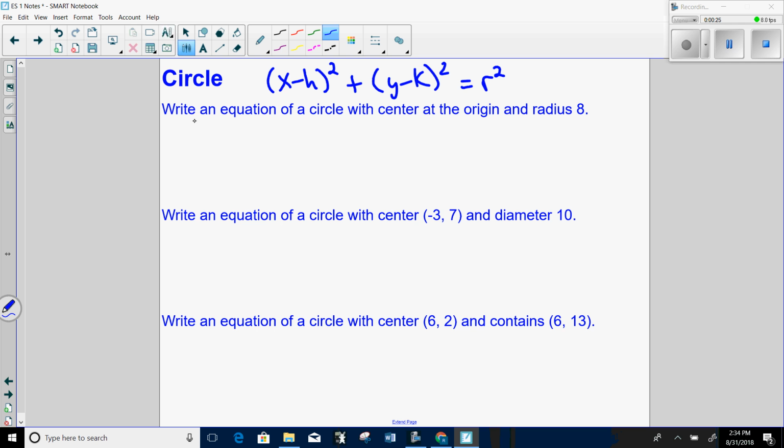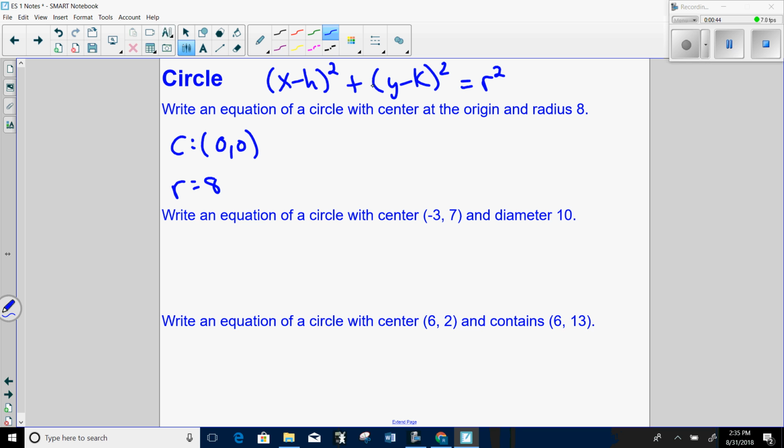It says write an equation of a circle with the center at the origin. So we need to know what the center at the origin means. The origin in graphing is going to be (0, 0). It then says the radius is 8.